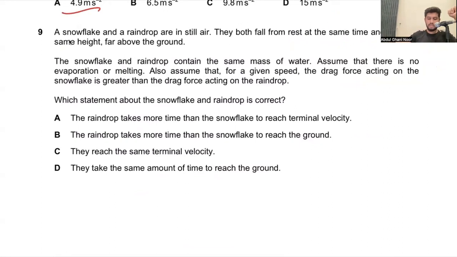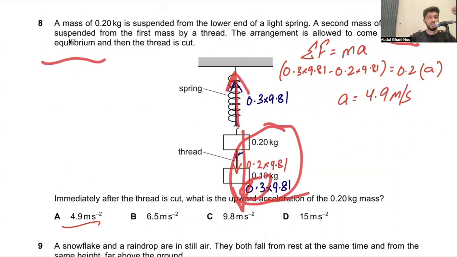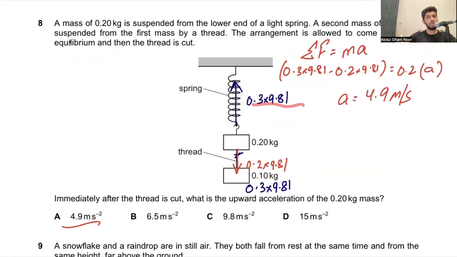Question 9 says a snowflake... tension कैसे निकाली भाई? The question says that it is in equilibrium, so the downward force will be equal to the upward force. Downward force क्या है? इन दोनों का वेट है ना, 0.3 mass multiplied by g, mg, तो upward force भी क्या होगा? इन दोनों का वेट होगा 0.3 multiplied by 9.81. क्लियर है?